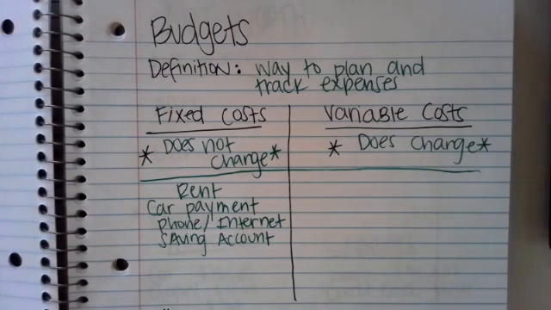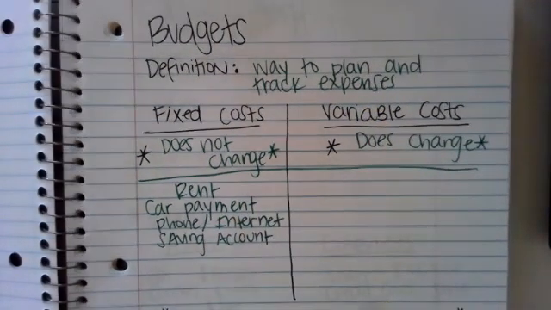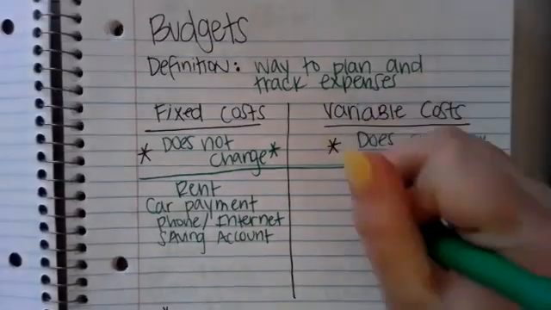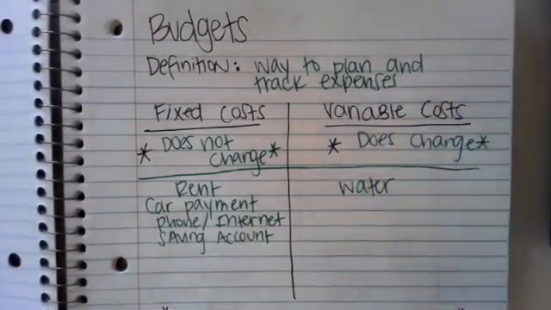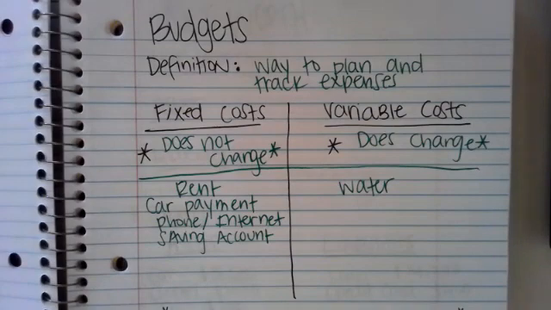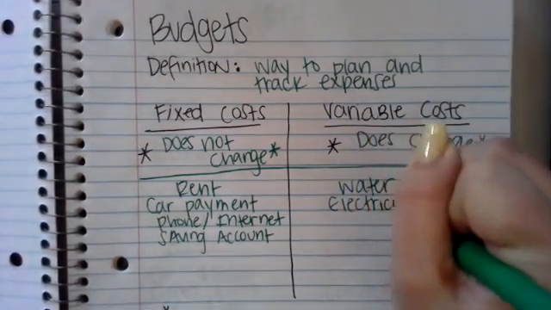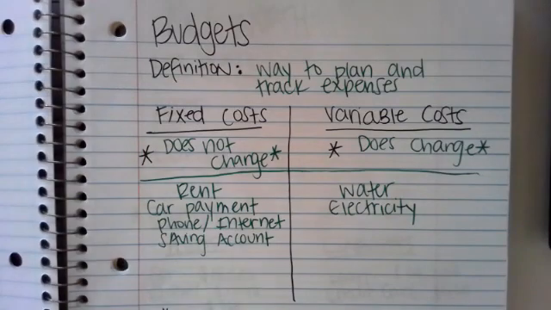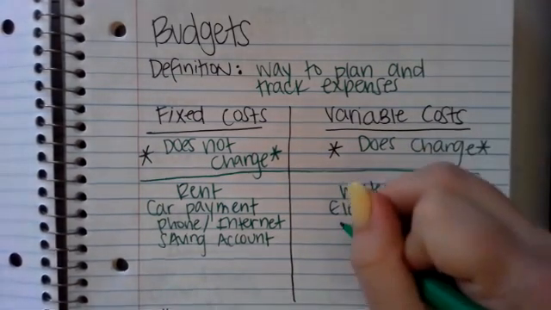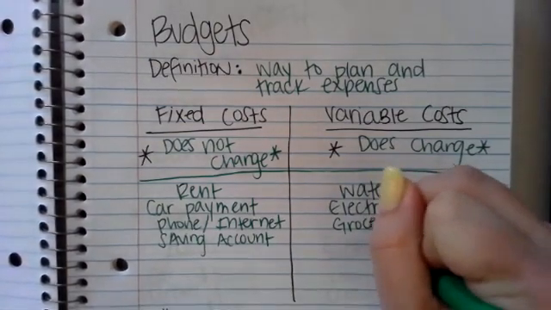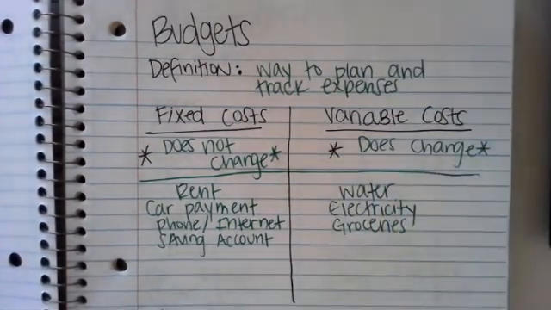However, depending on the time of the year, there could be costs that do change. So some examples of variable costs include how much we pay for water. So if you take a lot of showers, or if it's really hot outside and you're drinking a lot of water, you may use more water certain months than other months. Same thing with other things like electricity. We typically use more electricity in the summer here in Texas because of the air conditioning. Things like your groceries. Some months you may spend more or less on groceries.